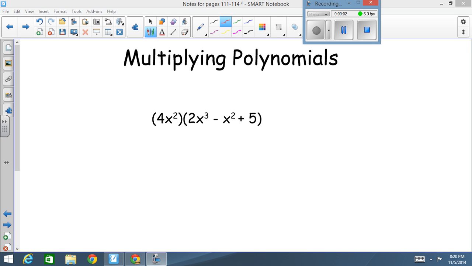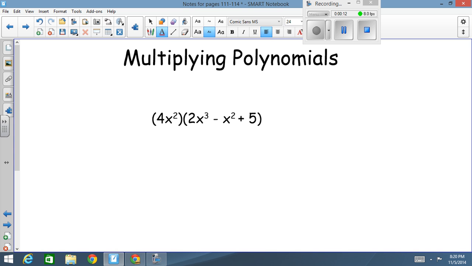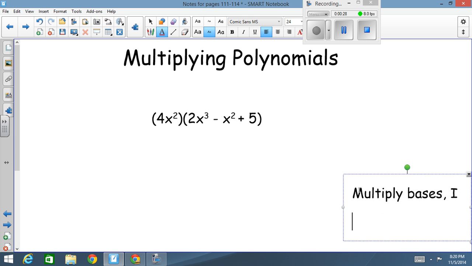Alright, so the last thing we're going to review here today is multiplying polynomials. Now earlier we talked about the fact that when we add polynomials or add terms, we do nothing to their exponents. This is going to be a little different in that when I multiply bases, I add, let's do that in all caps, their exponents.